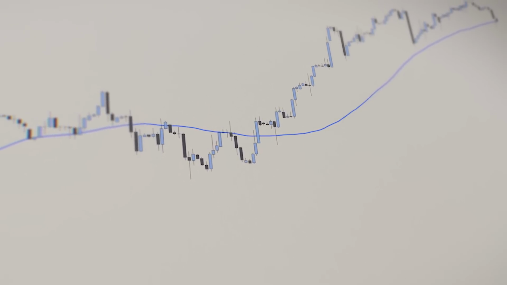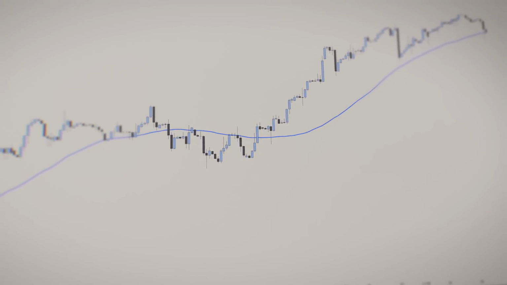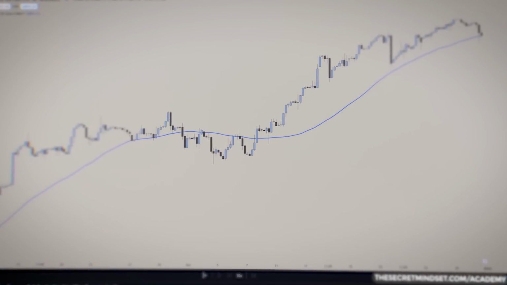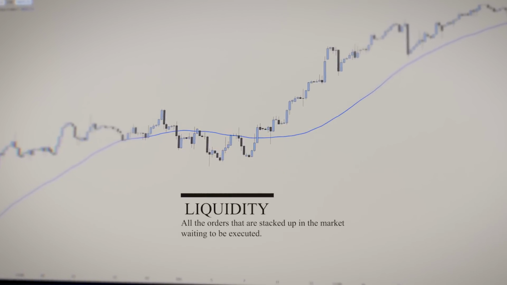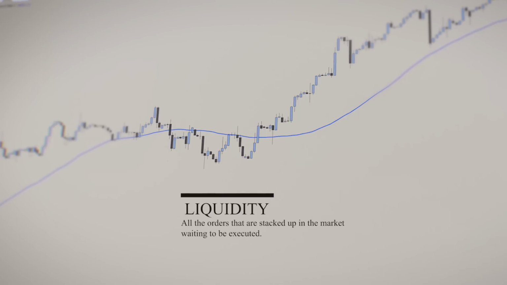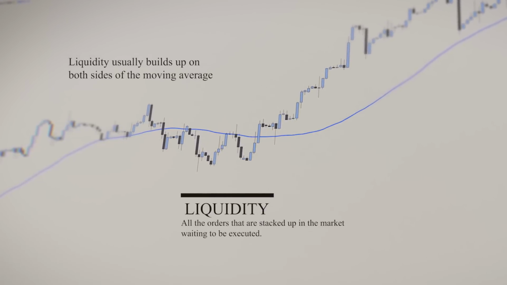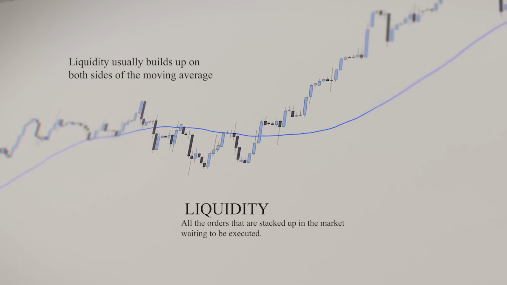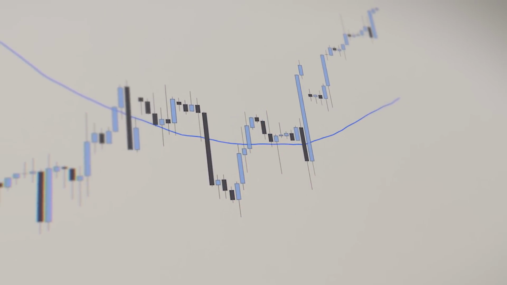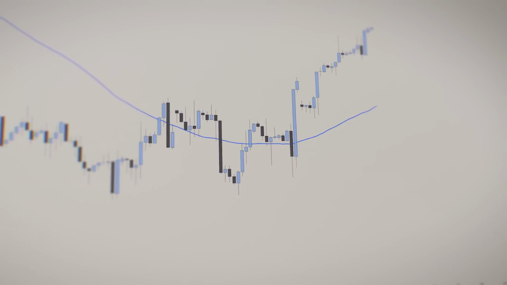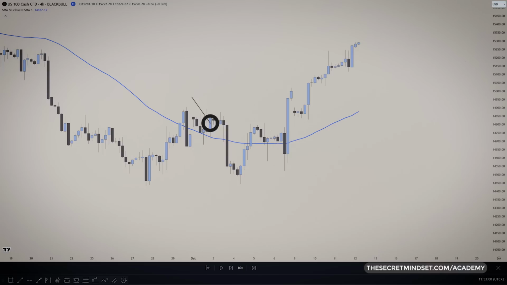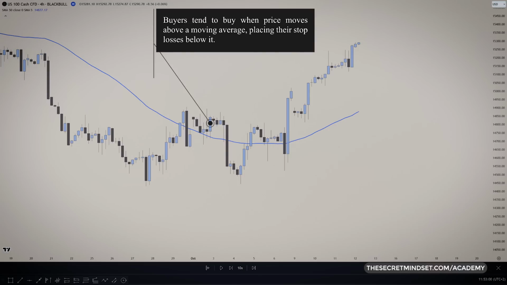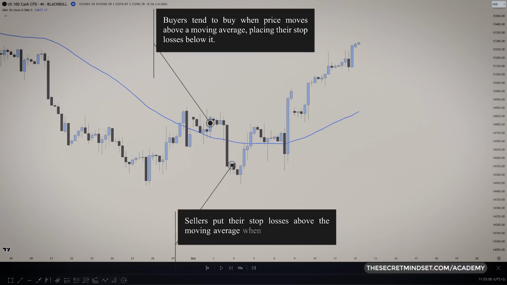I had a major breakthrough when I finally understood the concept of liquidity. Liquidity is all the orders that are stacked up in the market, waiting to be executed. Liquidity usually builds up on both sides of the moving average, especially when there's a breakout. This is because there's a lot of traders using similar entries and exits. Buyers who think the market's going up tend to buy when price moves above a moving average, placing their stop losses below it. Sellers who think price is going down put their stop losses above the moving average when the price moves below it.